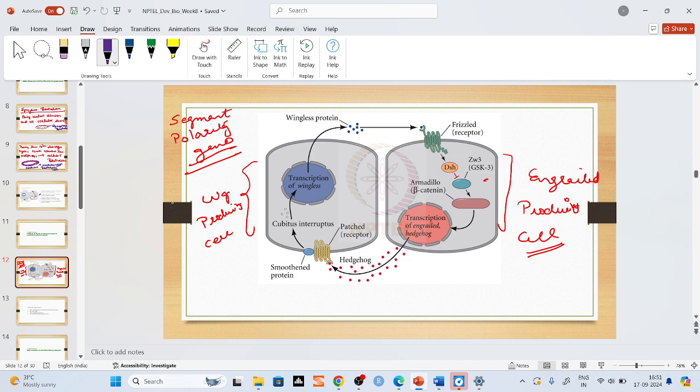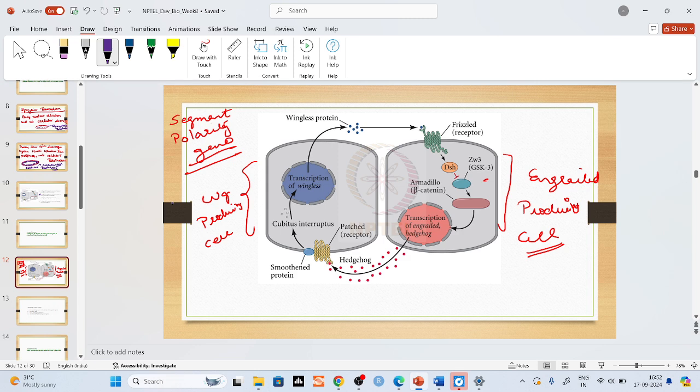So in the canonical Wnt pathway, Wnt is a short form of wingless. Wnt binds to the Frizzled receptor, and then there is a beta catenin destruction complex. This complex cannot destroy the beta catenin, and therefore the transcription takes place. And when Wnt protein is not present, what happens?